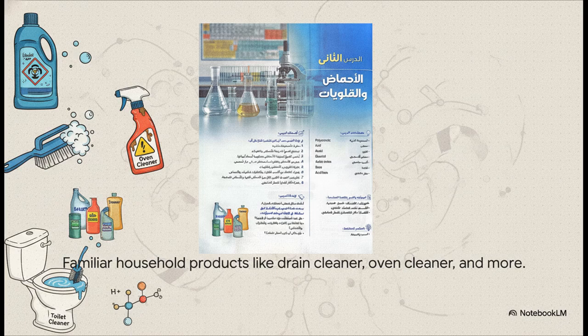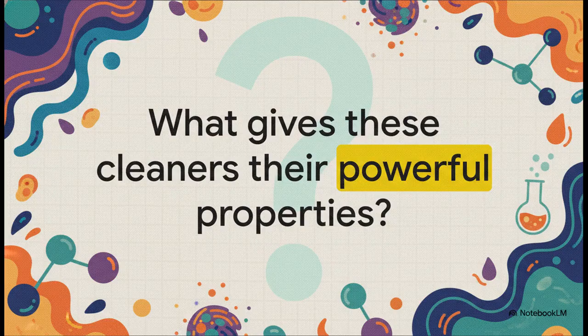It's a pretty familiar sight, right? You've got your drain cleaner, your oven cleaner, maybe some toilet bowl cleaner. We use these things all the time because, well, they work. But have you ever stopped to wonder what actually makes them so powerful? And that is the big question, isn't it? What is it about these liquids that lets them just obliterate grease and grime? Well, the answer is chemistry, and we're about to break it all down.